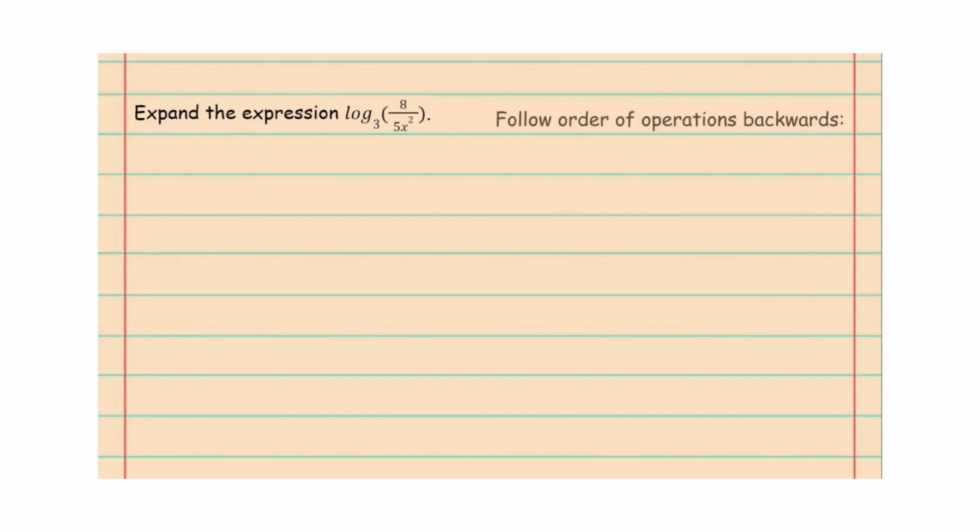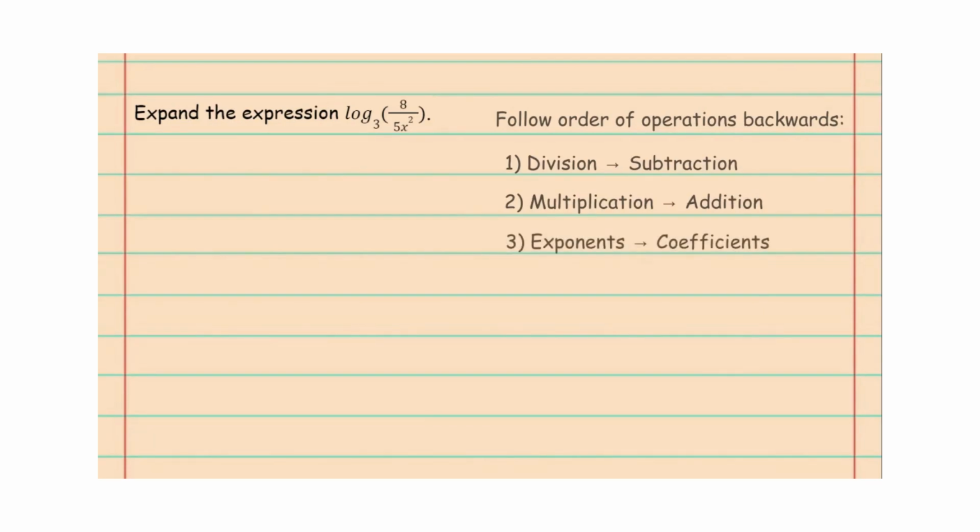Sometimes in math, it's helpful to expand logarithmic expressions. That is, to take a logarithm with a lot going on inside and spread it out across a couple of terms, separated by addition and subtraction. Here's how we do it. We follow order of operations backwards. We turn division inside the logarithm into subtraction outside the logarithm. Then we turn multiplication inside the logarithm to addition outside the logarithm. And finally, we turn exponents inside the logarithm into coefficients outside the logarithm.